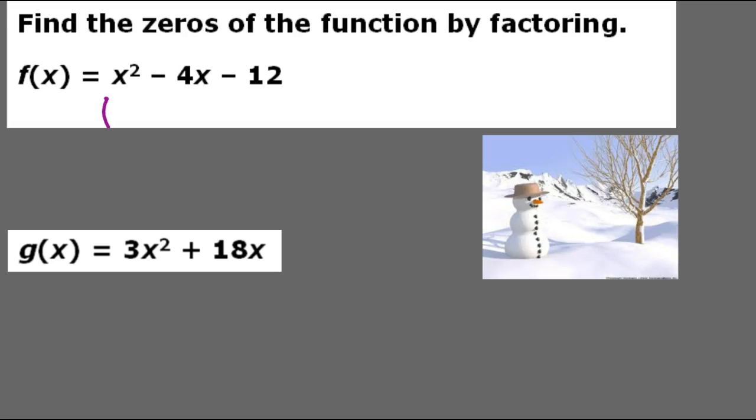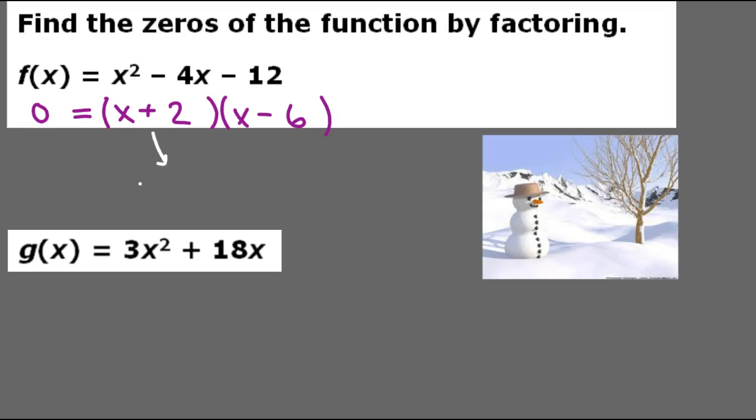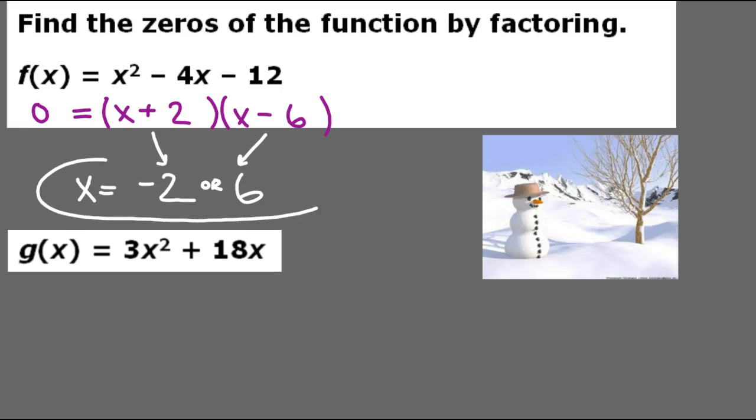So, does this factor? Want to find the zeros? We're going to put f of x as 0. Factor it, x and x. Are the signs going to be different or the same? Different, because the last term is negative. So now I'm looking for 2 factors of 12 that have a difference of 4. 6 and 2, and I want more negatives, so I'm going to make the bigger number go with the negative. Good. Now what makes x plus 2 zero? Negative 2 and positive 6. So negative 2 or positive 6 are the x values that make that equation true. Okay?